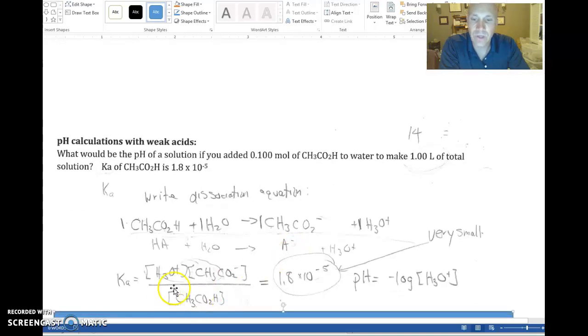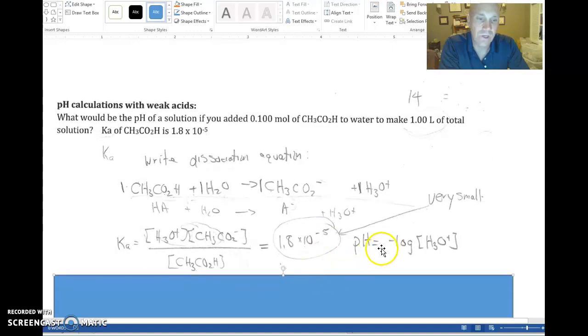So we can take the Ka and write a generic equation. Remember, it's H3O+, this would be A minus, and it's HA. If we substitute in the real chemicals here, it would be this, and we know that that's going to equal 1.8 times 10 to the minus fifth. We also know that the pH is the negative log of the H3O+, so if we can calculate what this is right here, then we can calculate the pH. So how are we going to do that?